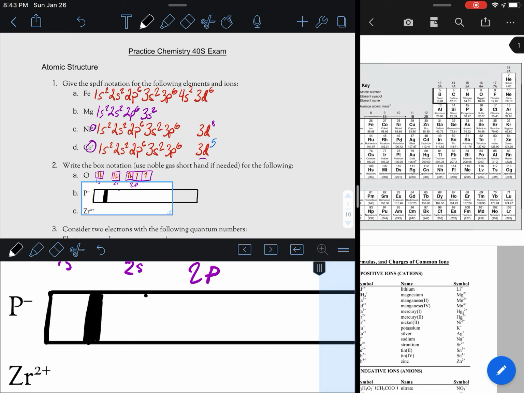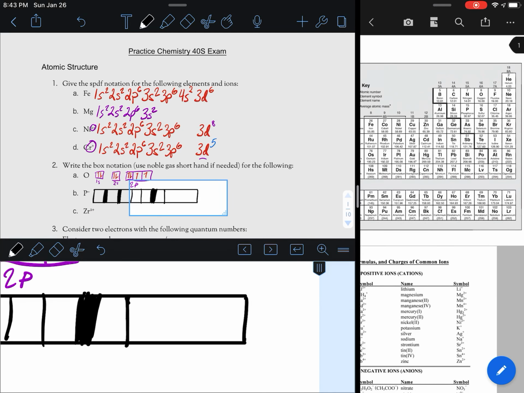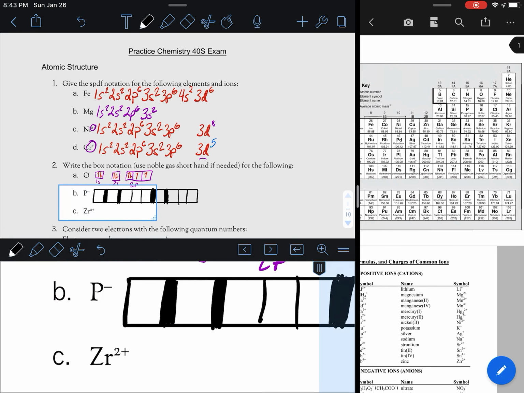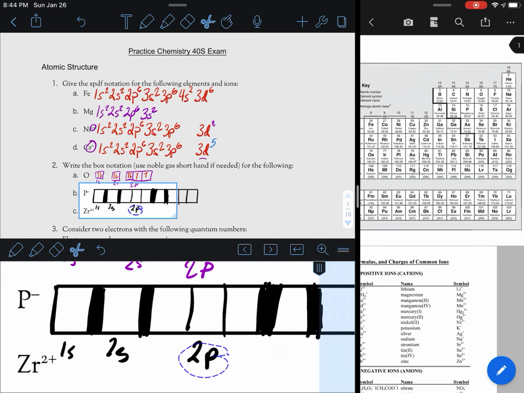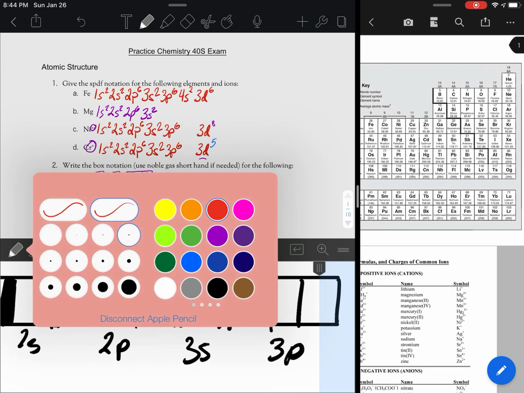Yeah, that's going to be my first s. Second s, these will be my 2 p's. 3s. And then my 3p. Okay. So this will be 1s, 2s, 2p. You don't have to label x, y, z, even though they do have names. 3s, 3p. Okay. And now I'm going to get my electrons out.